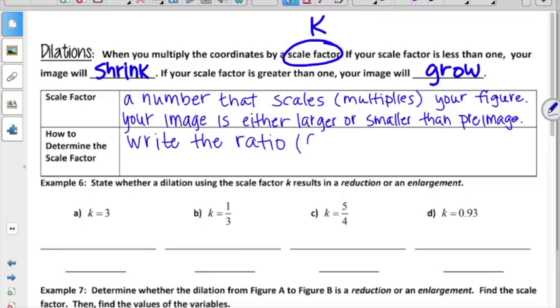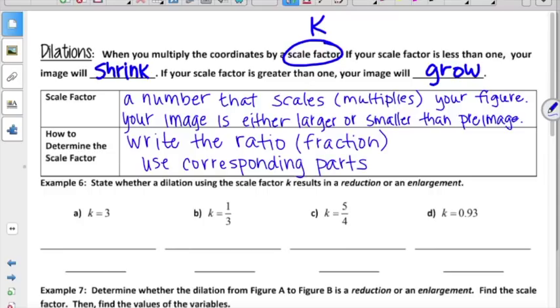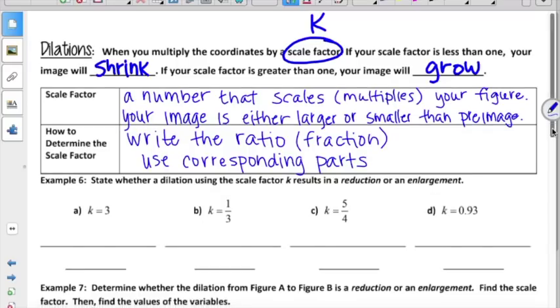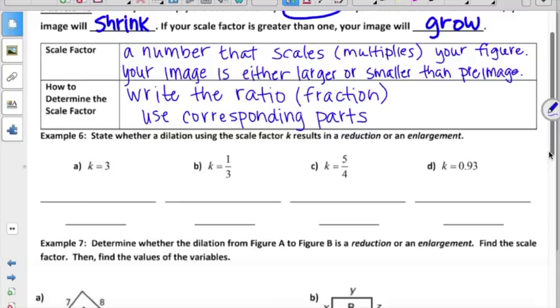So example 6, state whether each dilation using the scale factor k would result in a reduction, smaller, or an enlargement. So A, k equals 3. Is that more than 1? And what happens when we use a scale factor that's larger than 1? What happens to our pre-image? Our pre-image becomes larger. So that one would be an enlargement. And what we would do is we would multiply each coordinate by 3. So if your ordered pair was 1, 1, multiply them by 3, and it would become 3, 3.